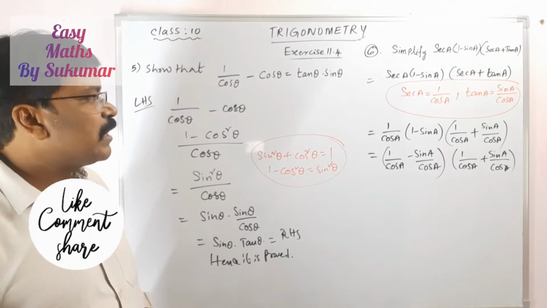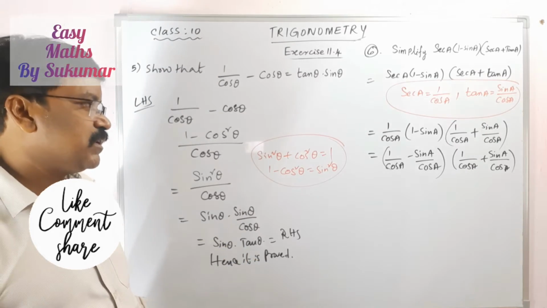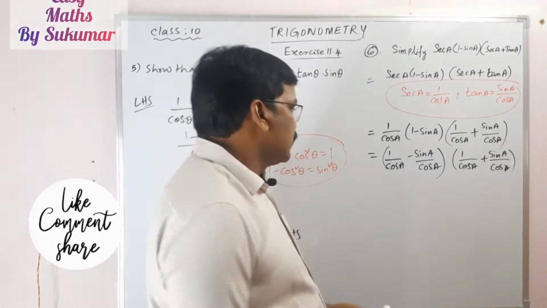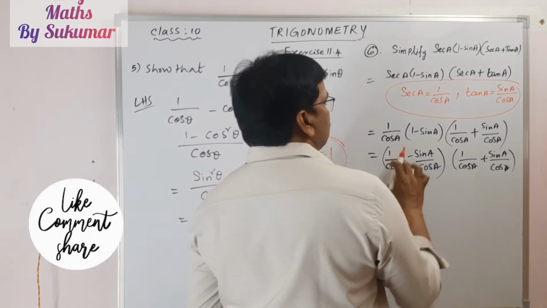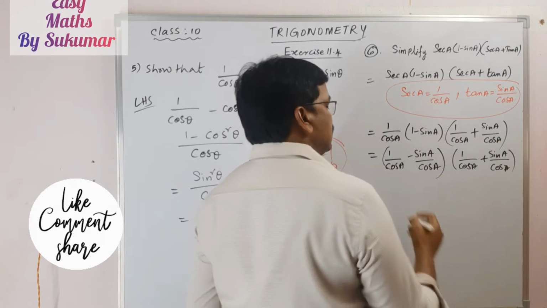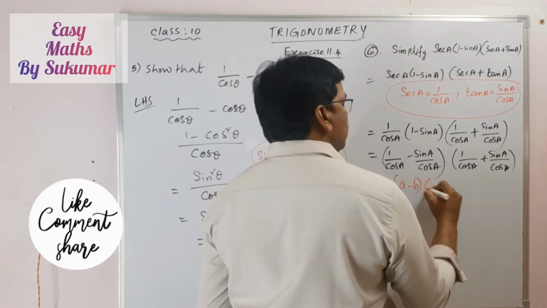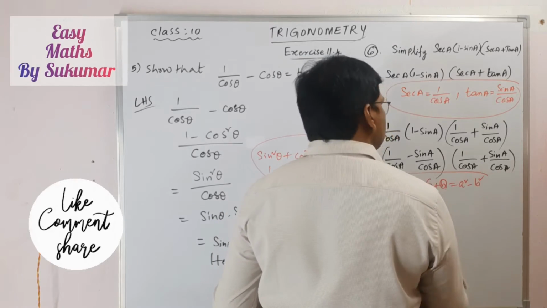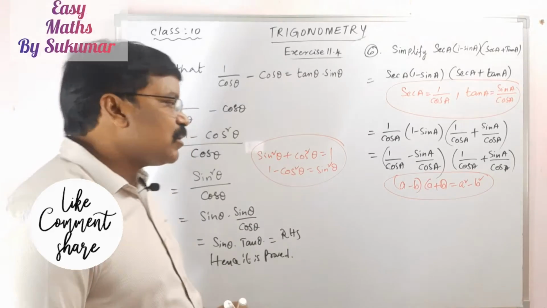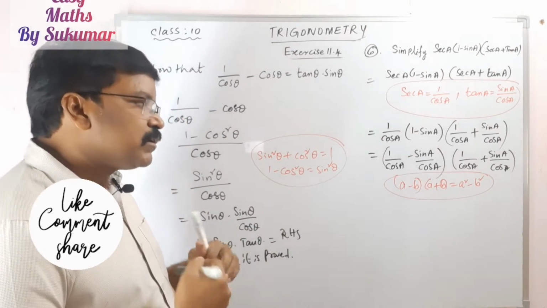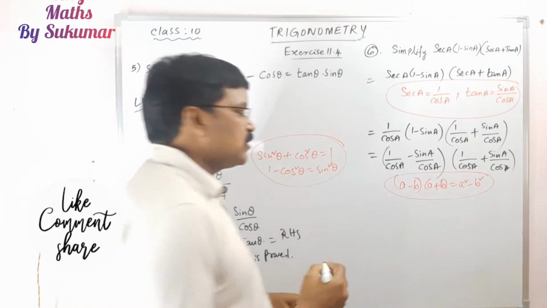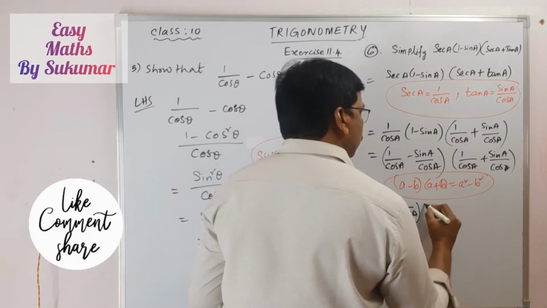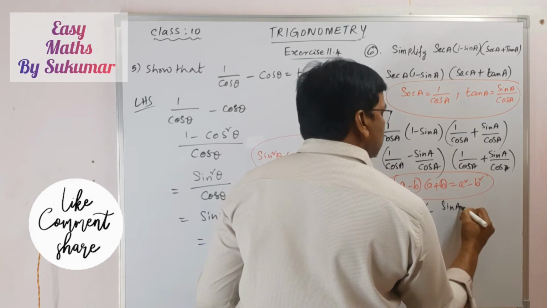Look here, 1 by cos A minus sin A by cos A into 1 by cos A plus sin A by cos A. So this is what? A minus B into A plus B. What is A minus B into A plus B, my dear students? It is equal to A square minus B square. That means 1 by cos A whole square minus sin A by cos A whole square.